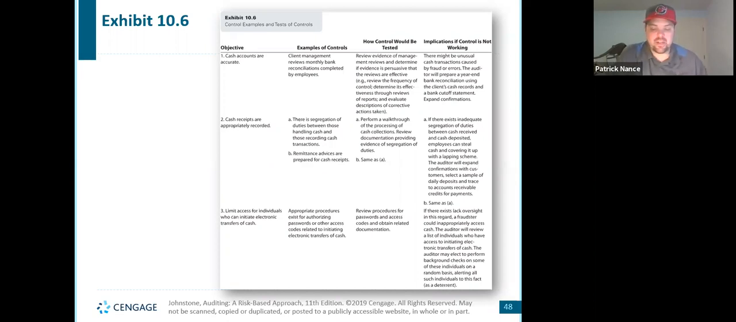Employees can steal cash, covering it up with a lapping scheme. The auditor will expand confirmations with customers and select a sample of daily deposits and trace accounts receivable credits for payments. So remember that segregation of duties is one of the most basic internal controls, and especially with cash, that's the case. So if we find that controls are not doing what they're intended to be doing, we expand our testing. We'll talk a little more about confirmations later in this chapter about exactly how those work. But that's a good example of exactly what we do if we find a lack of internal controls on cash receipts.